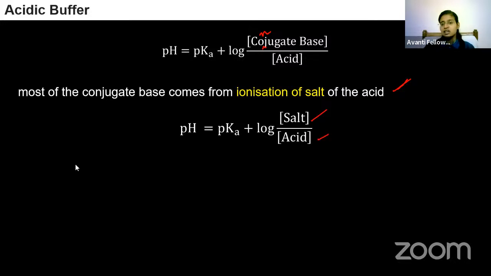Got it? So the pH can also be found using pKa plus log of salt concentration divided by acid concentration. So we can take the concentration of the conjugate base or the concentration of the salt. Got it?